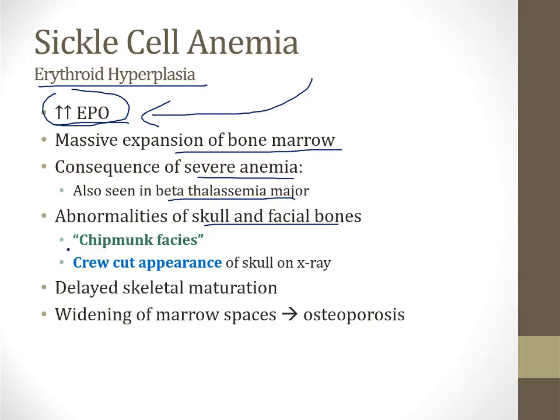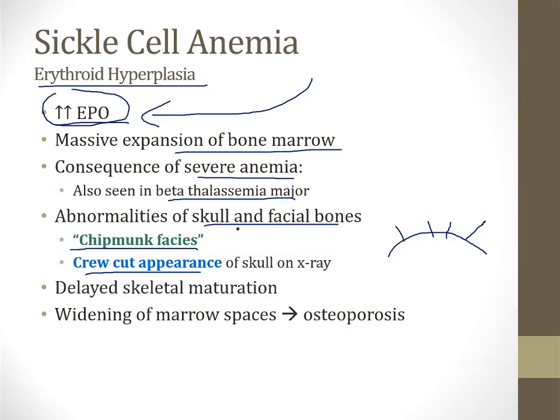The first one was called chipmunk facies. This is when the cheekbones would become enlarged from bone marrow hyperplasia and the children would look like they had swollen cheeks. This was called chipmunk facies. Another classic finding was the presence of a crew-cut appearance on x-ray of the skull. We don't usually x-ray children's skulls, but if you did x-ray the skull of a child with untreated sickle cell anemia, you would see that the skull bone would have these little flecks of bone sticking out of it. Those are evidence of the crew-cut appearance of the skull, another classic finding in sickle cell anemia.